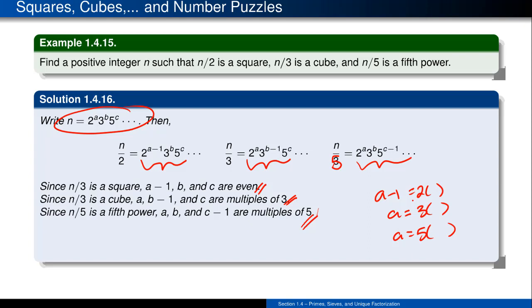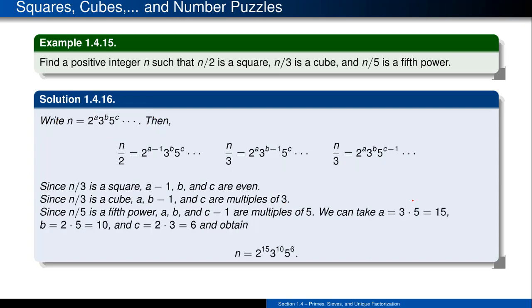And then you run that process the exact same way on the b's and the c's to hopefully see that a can be 15, b can be a 10, and c can be a 6, which gives me this very special value of n. And you can in fact see that if you took this divided by 2, all of the exponents are even. If you took this thing divided by 3, all of the exponents are multiples of 3. And if you took this thing and divided it by 5, all of the exponents would then be multiples of 5. Because I'd be decreasing the 15 by 1, decreasing the 10 by 1, and finally decreasing that 6 by 1.